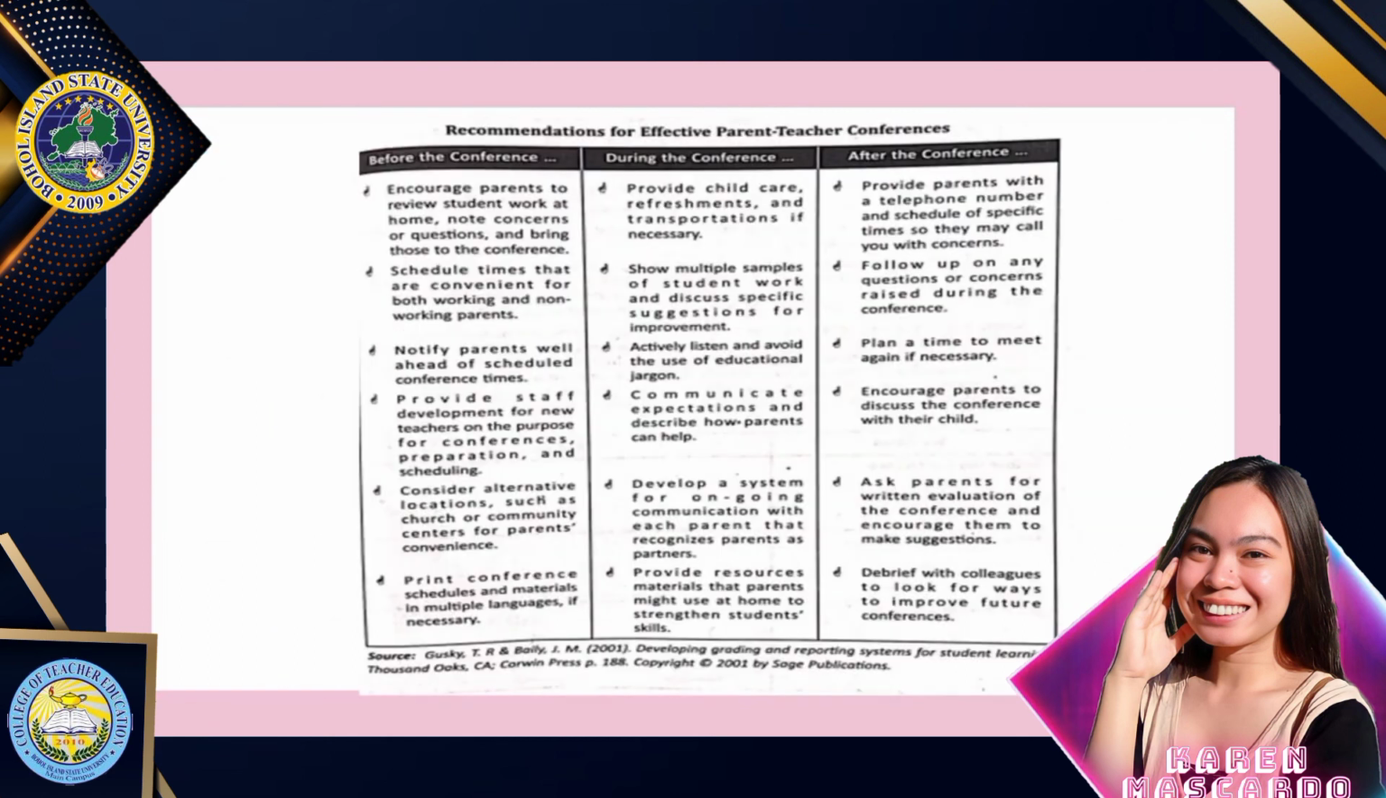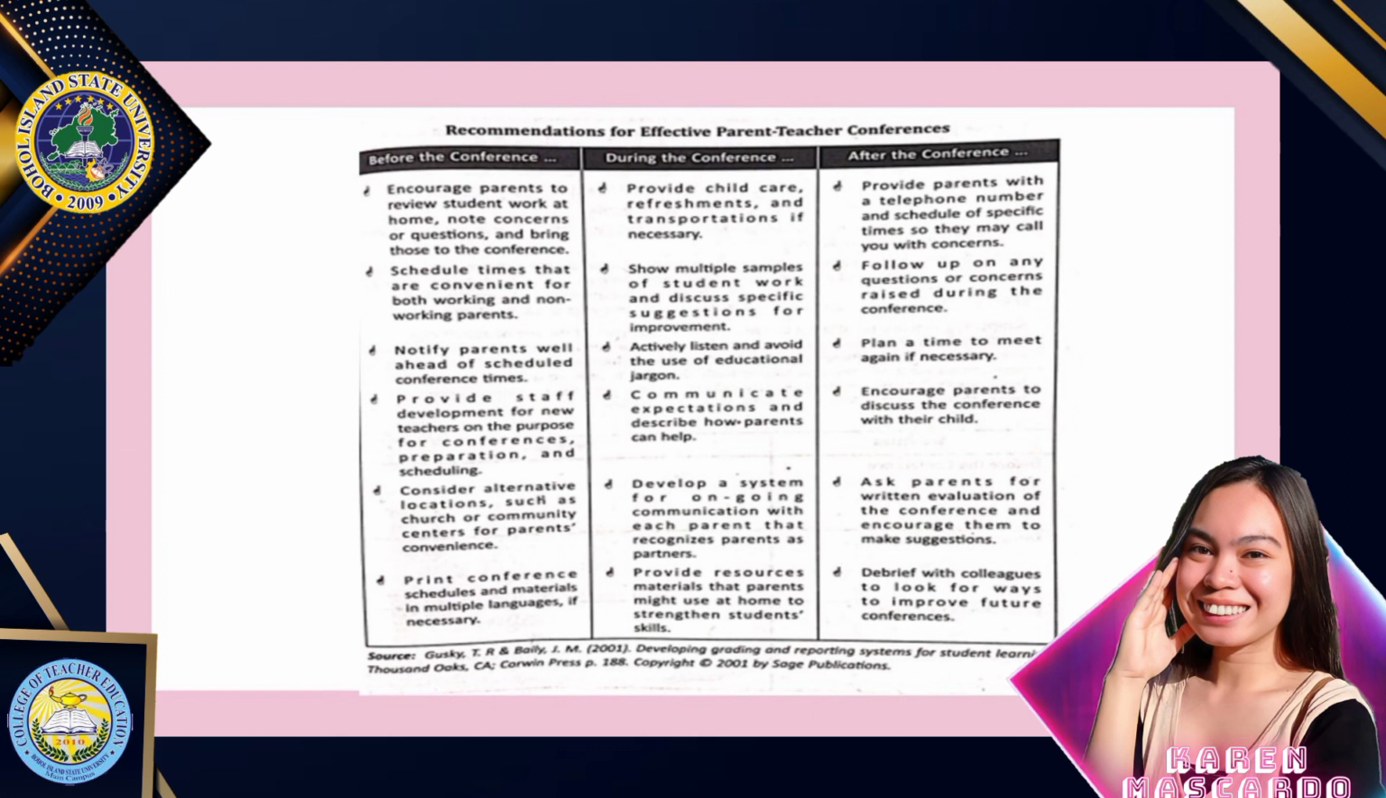Here is a table that summarizes some recommendations for an effective parent-teacher conference. Before the conference, encourage parents to review student work at home, note concerns or questions, and bring those to the conference. Schedule times that are convenient for both working and non-working parents. Notify parents well ahead of scheduled conference times. Provide staff development for new teachers on the purpose for conferences, preparation, and scheduling. Consider alternative locations such as church or community centers for parents' convenience.